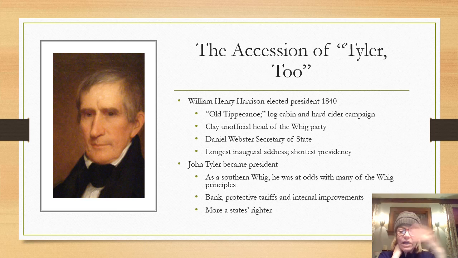Now Tyler is kind of a Whig in name only. He comes in, and the Whigs think that they're just going to control him, especially Henry Clay. He just thinks we're just going to make Tyler do whatever we want him to do. But Tyler had different ideas. So as you know, the Whigs want the bank, they want protective tariffs, and they want internal improvements. Tyler ends up being more like Andrew Jackson than he does Henry Clay, even though he's a Whig, right? And he's also more of a states' rights guy.